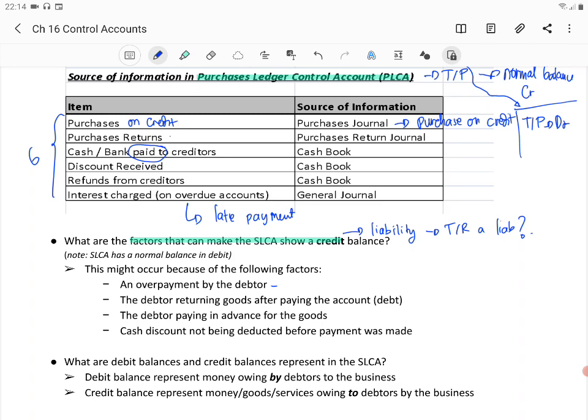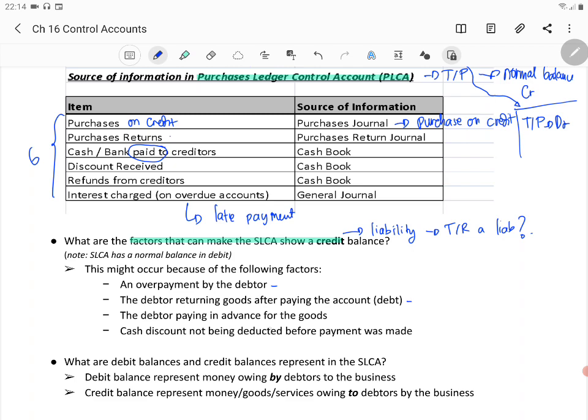It is not always, but it is sometimes. That is why it's called abnormality. It's not normal, but it can happen. Number 2, the debtors returning goods after paying the account. So the debtors paid the full 100% of the payment, but then there is a return. So logically speaking, your debtors or trade receivables are paying more. That's number 2.